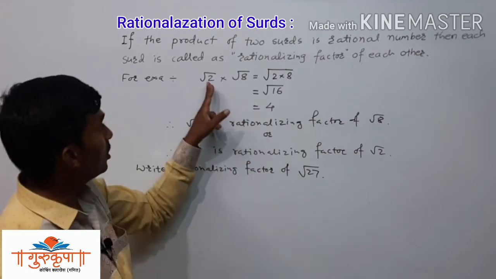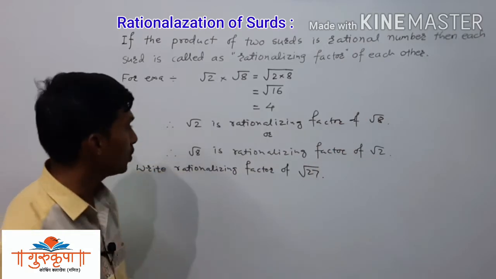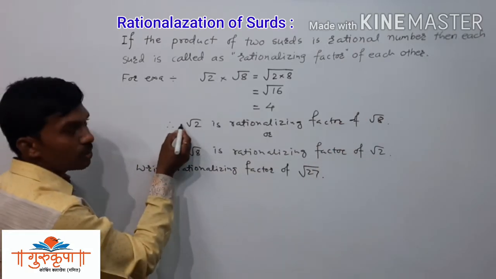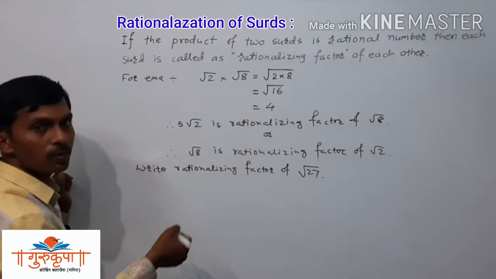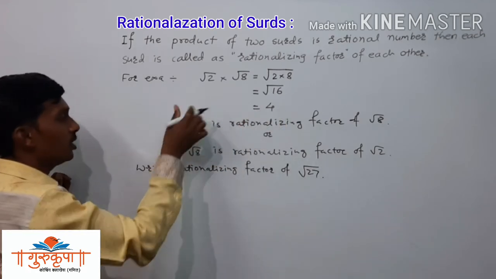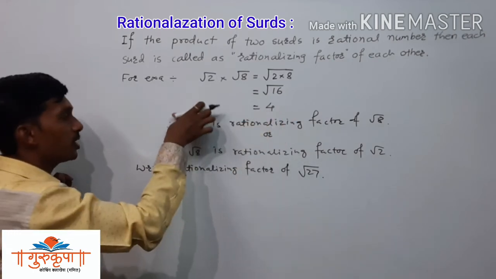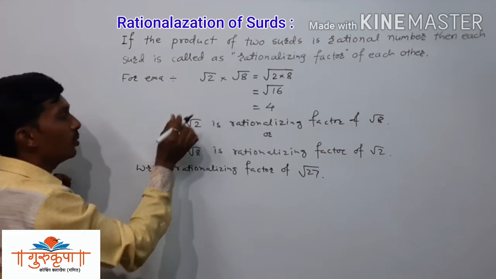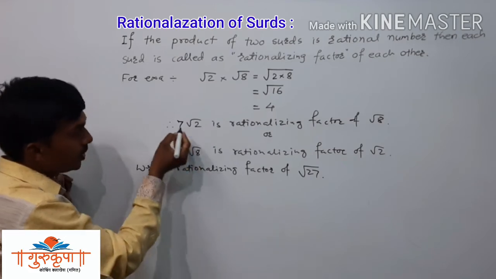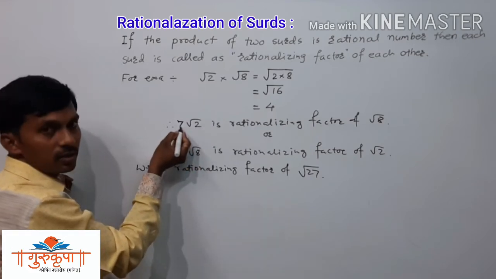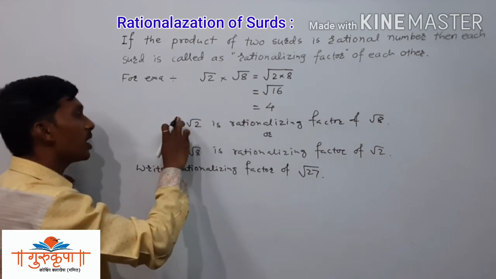आता इथं आपण असं लिहिलं की √2 इज द रॅशनलायझिंग फॅक्टर ऑफ √8. आता तुम्ही या √2च्या बाजूला कोणताही नंबर घेऊ शकतात. तुम्ही असं पण म्हणू शकतात 5√2 इज द रॅशनलायझिंग फॅक्टर ऑफ √8. तुम्ही असंही म्हणू शकतात 3√2, 7√2 इज द रॅशनलायझिंग फॅक्टर ऑफ √8. You can write any coefficient here and you can get more than one rationalizing factor.